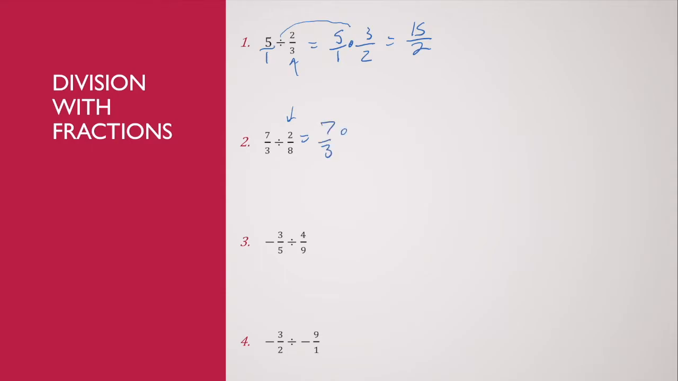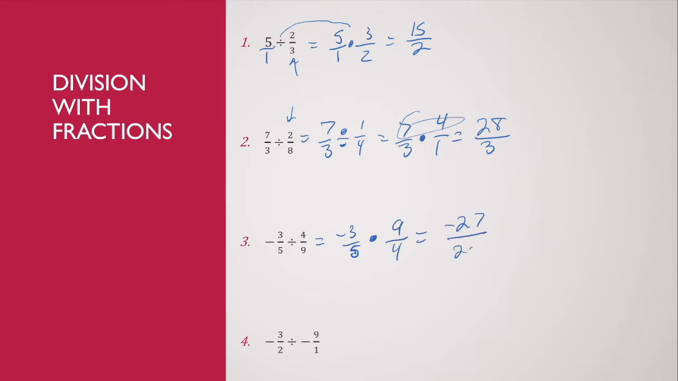So I have 7/3 divided by 1/4. I keep my first fraction the same. I change from division to multiplication, and I flip my second fraction. 7 times 4 is 28, so I have 28/3. Again, I keep my first fraction the same. I change from division to multiplication, and I flip the second fraction. I have negative 27/20. Again, I multiply the numerators, multiply the denominators.